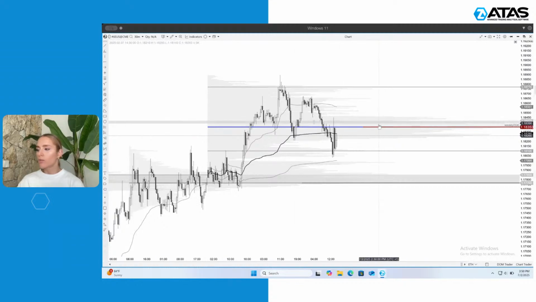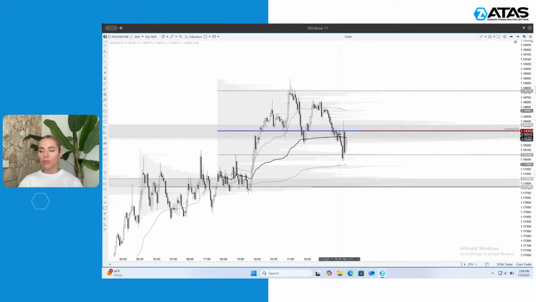So right now, where is the volume related to the price? Can you let me know in the chat? Where is currently the volume related to the price? Above or below the price? So where is the majority of the volume at? Let's type it in the chat. Below the price or above the price?